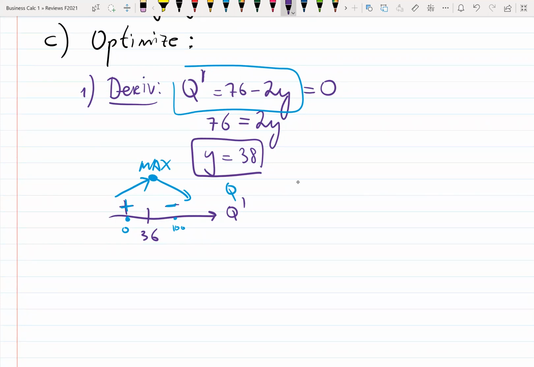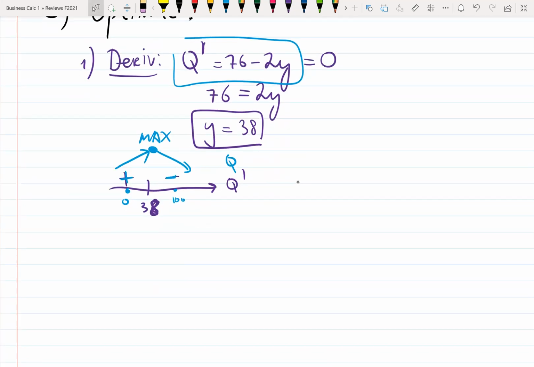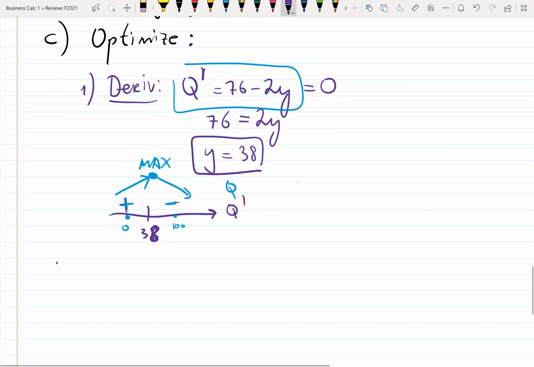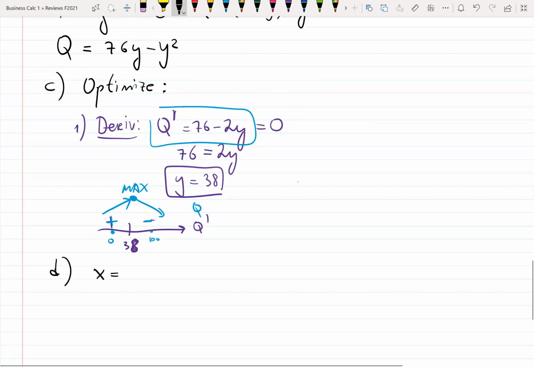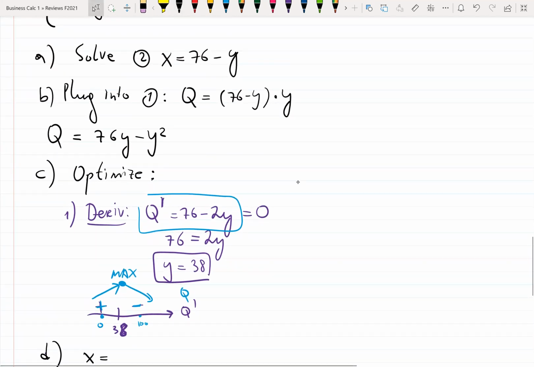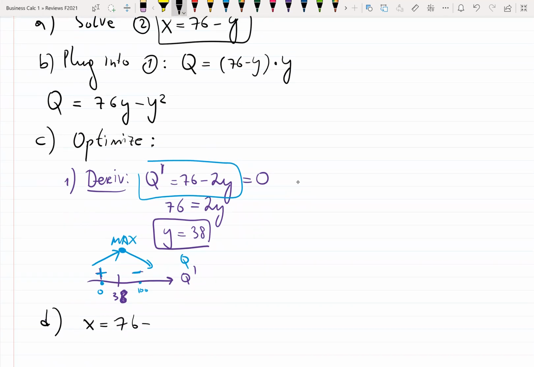So it's 38, not 36 on the bottom there where you're at. Oh, thank you. Good catch. So now you found Y, find X. So it's going to be the last step. We kind of found what we're going to optimize. C, D. X was where I solved for X. I usually recommend putting it in a box so you can find it later. 76 minus Y, which is 38.